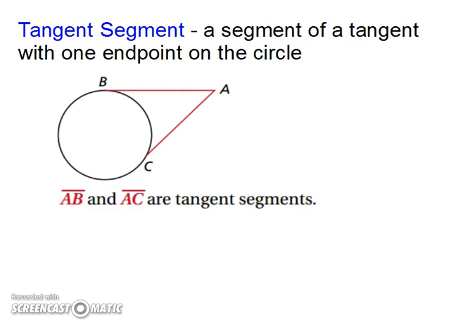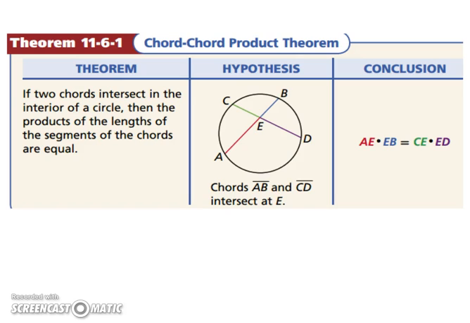A tangent segment is a segment of a tangent with one endpoint on the circle. For example, AB and AC are tangent segments. Let's look at a theorem.